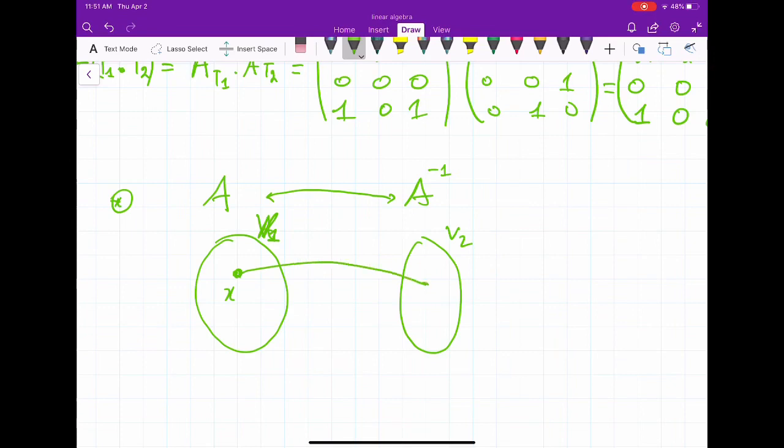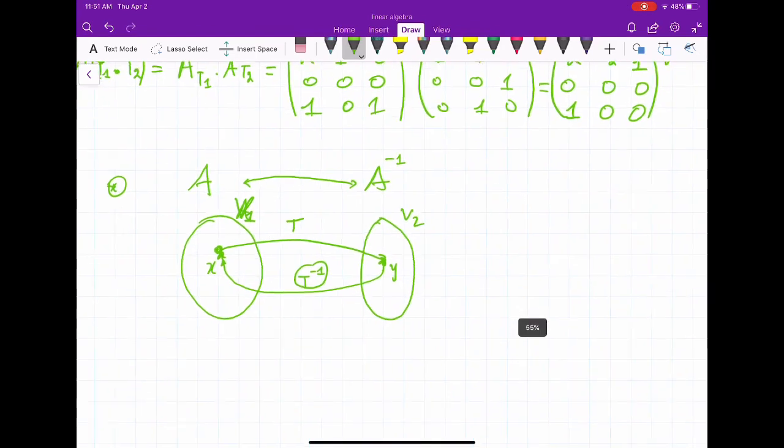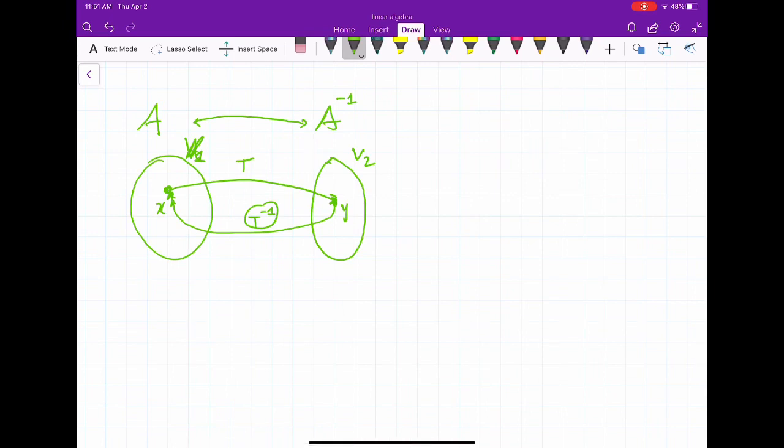You go from x to y via T. So if you consider another linear transformation from V2 to V1, right? And if that guy will send this y back to the x for any x and y, so T to the negative 1 is said to be the inverse of T. Make sense? You know, this situation is very similar to functions. There's nothing special. Agree?